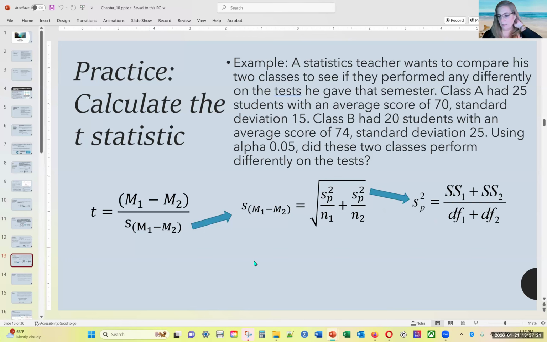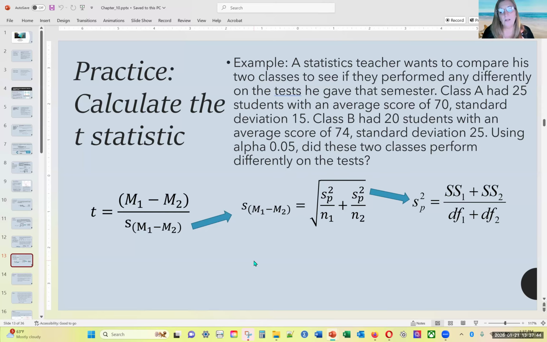All right, so let's see what that looks like. It might be a little difficult to understand if I'm just sort of pointing and clicking right here. So let's look at an actual case and how the numbers will work out. Here we have a statistics teacher who wants to compare his two classes to see if they performed any differently on the tests that he gave them that semester.